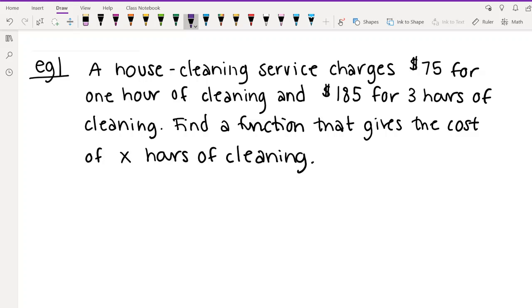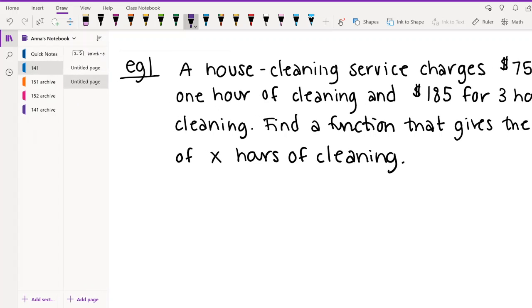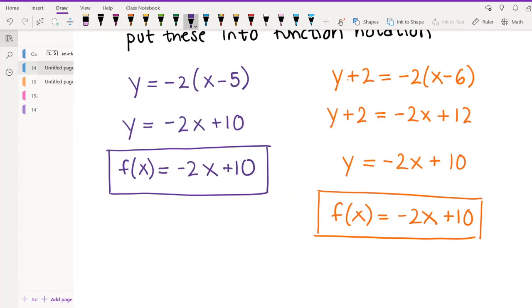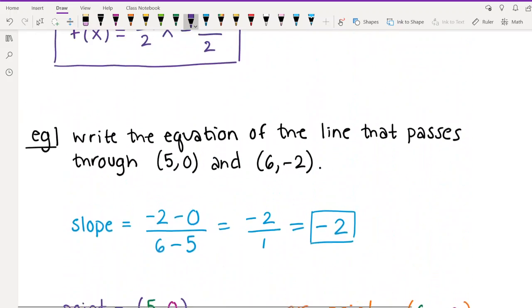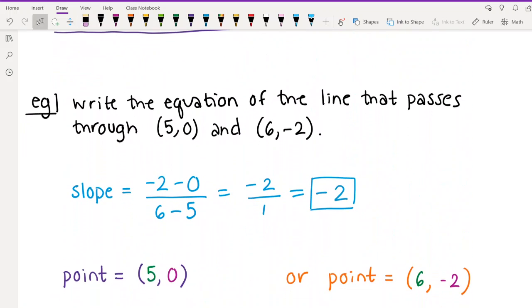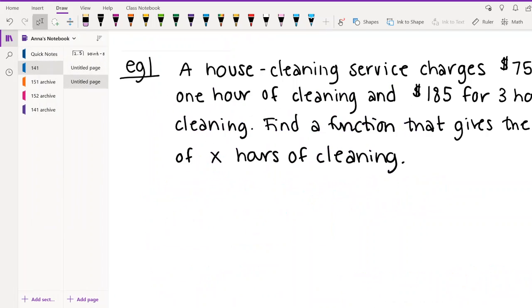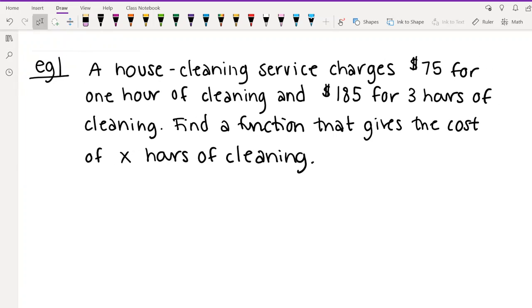So what we need to do here is think of these as being 2 points on our graph. Because if you think of these as 2 points, then this problem will actually be exactly like this example here. We now know how to write an equation of a line that passes through 2 points, and then how to rewrite that in function notation. So here we have 2 points. So what are the points?